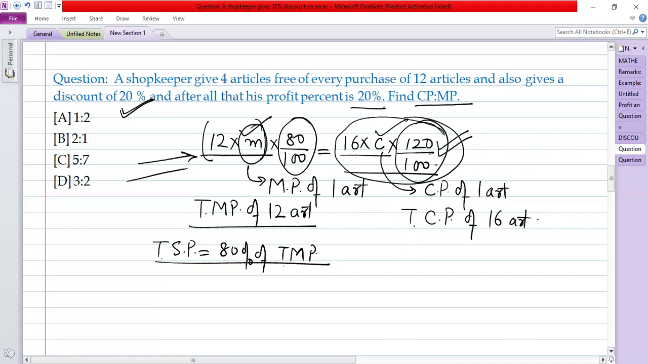Because the profit is 20%, the total selling price will be nothing but 120% of the total cost price. Okay, so that's why we have this side.